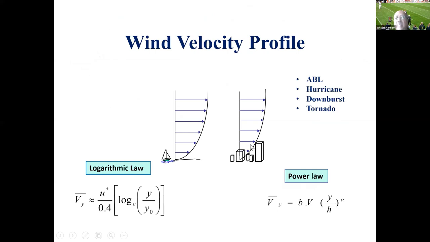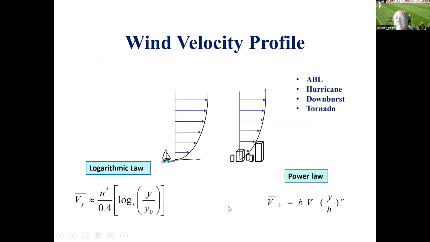Just to begin with the wind velocity profile, if you have wind blowing over a smooth land as compared to a built up, you can see the difference in the shape of the profile. And that is what is defined in the building codes. If you go using a fluid mechanics background, it is what we call a logarithmic law, which is normally good for the lower part of the profile.